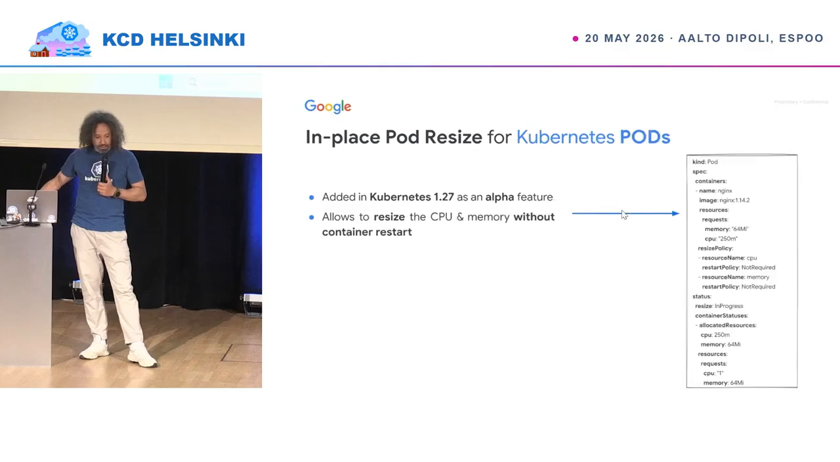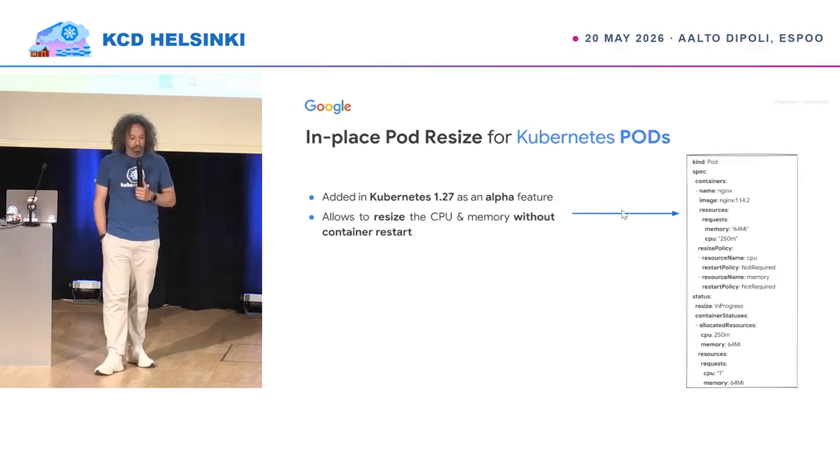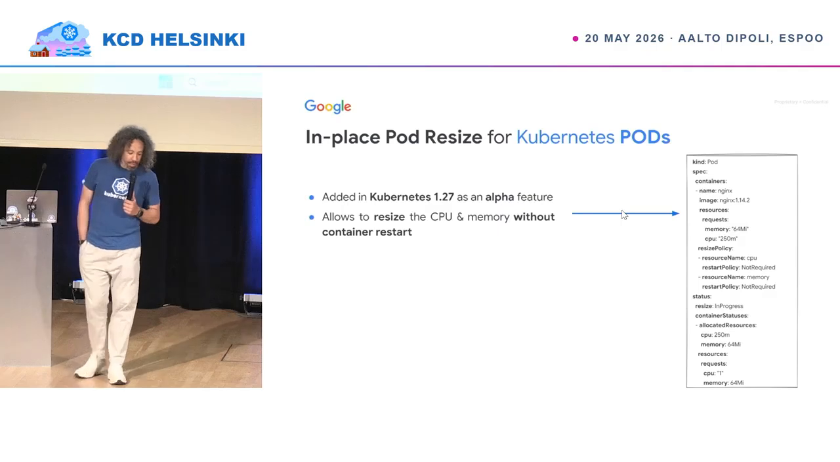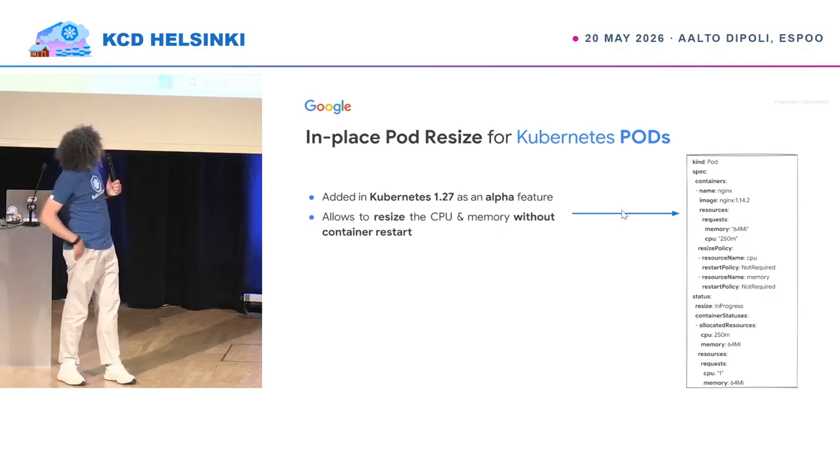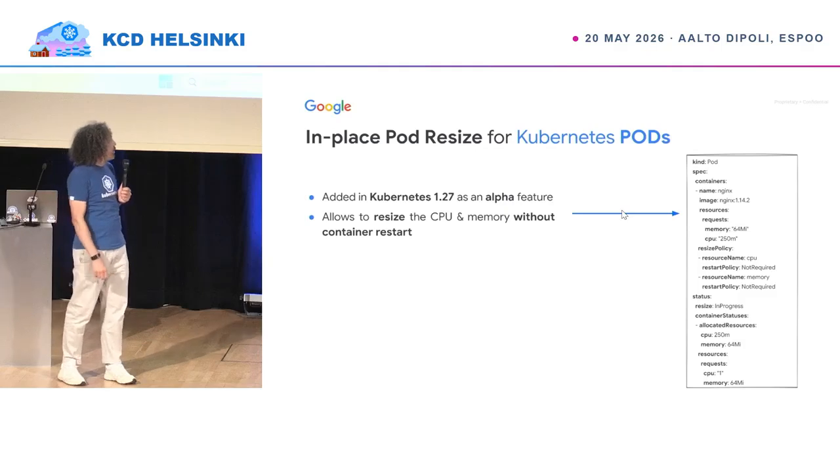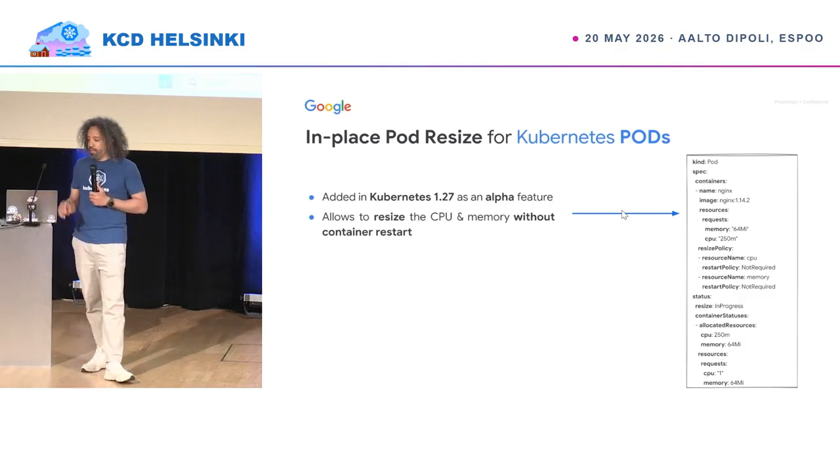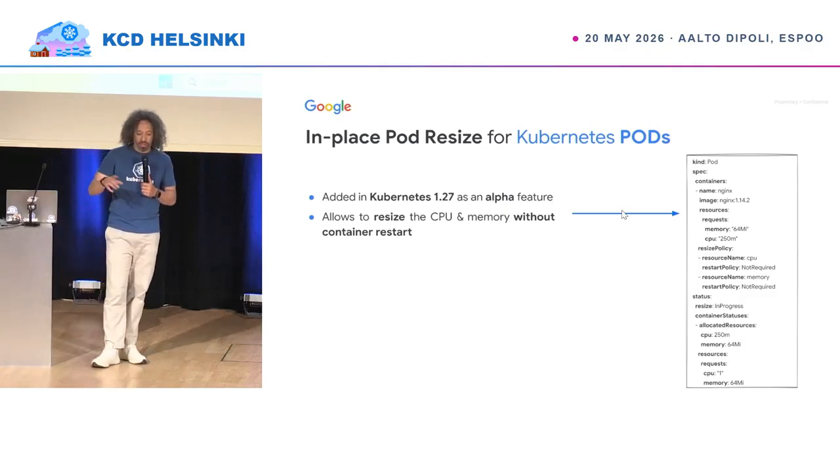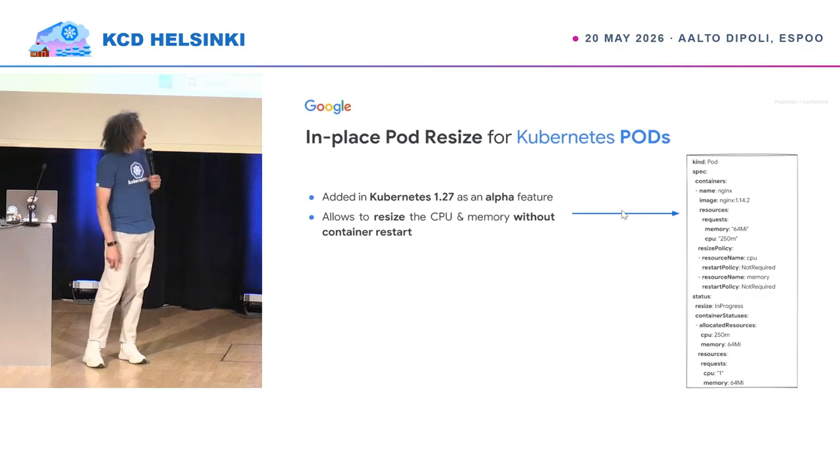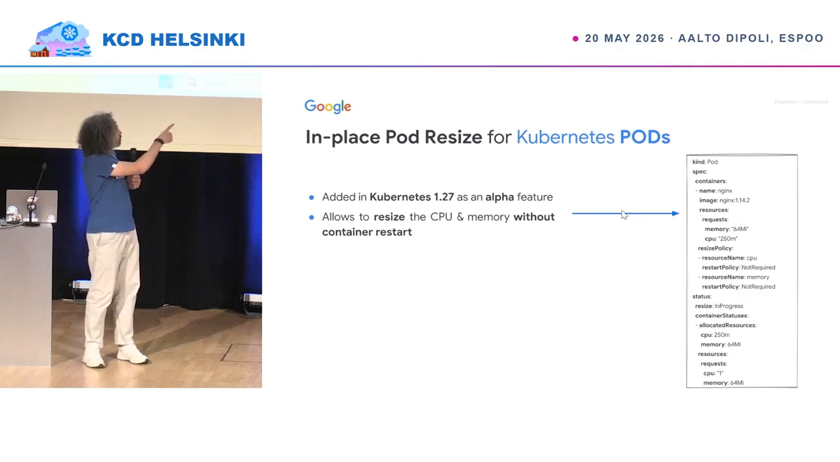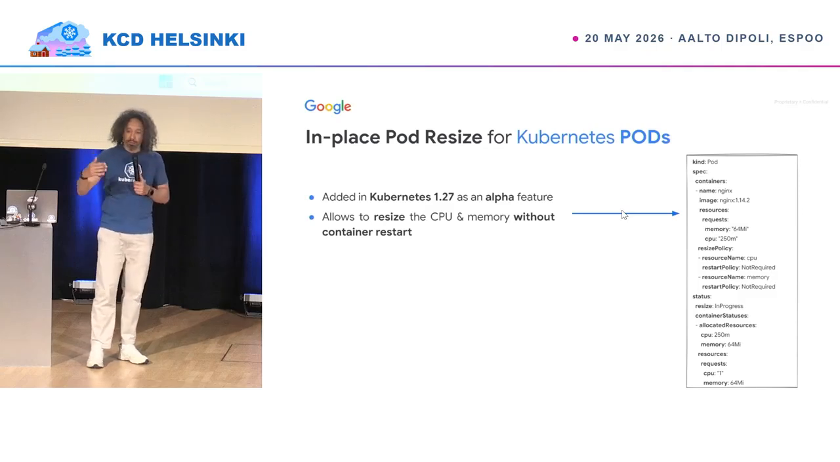This is done through a set of new fields in the pod spec, like the resize policy, which defines what happens when I resize CPU and what happens when I resize memory. I can set it to either restart or not required. Not required means the pod will not be restarted. And then that gets reflected in the status. When you resize a pod, the status will reflect that it's in progress up to the point where it's resized.